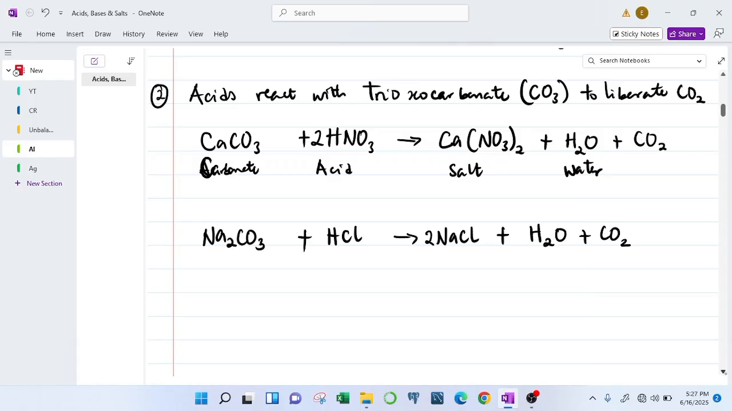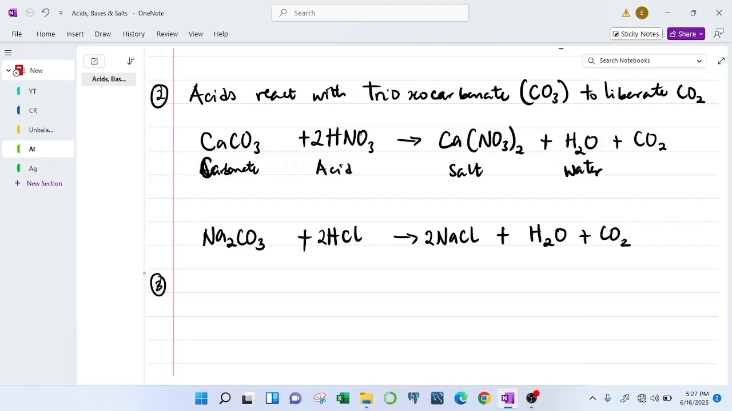We place a 2 here and place a 2 here. And that balances your chemical equation. And that's it. Acid reacts with carbonates to give us carbon dioxide. But again, remember why it is mentioned as carbon dioxide. There are actually 3 products.